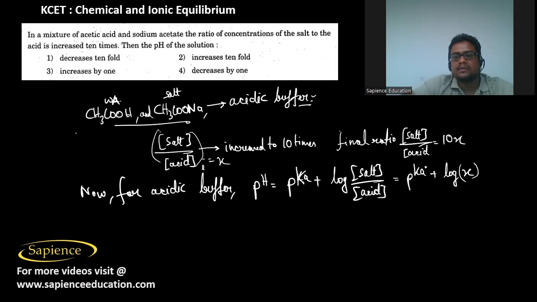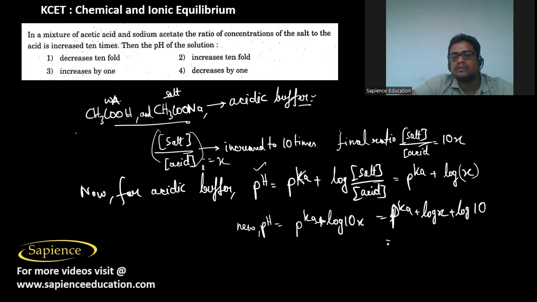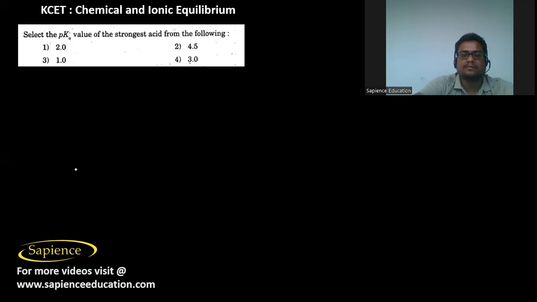Suppose 10x. So now the initial value of pH was pKa plus log x, and then the new value of pH will be pKa plus log 10x. So we can write it as pKa plus log x plus log 10. Now log 10 is 1. So it will be equal to 1 plus pKa plus log x. So it means the pH value will increase by 1 unit. So option 3 is the correct answer.